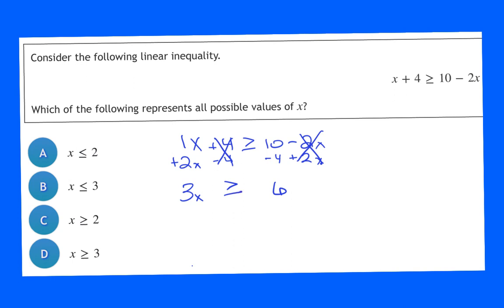Now 3 times some number is greater than or equal to 6. I can divide through by 3 to figure out what number that is. I get x is greater than or equal to 2.